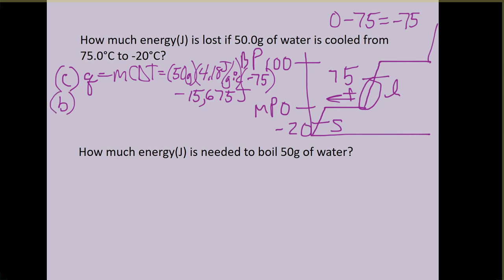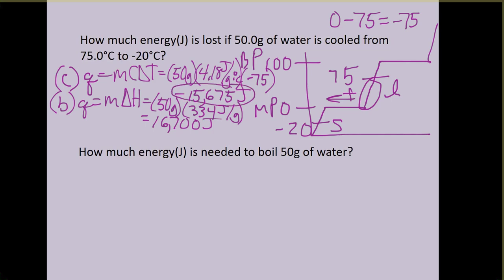My second step is a phase change, so I do not need the temperature. I have 50 grams times 334 joules per gram. And when I multiply that out, I get 16700 joules. Okay, so here's my first number, there's my second number. And even though it doesn't work out this way, this heat is leaving, so it is a negative number.